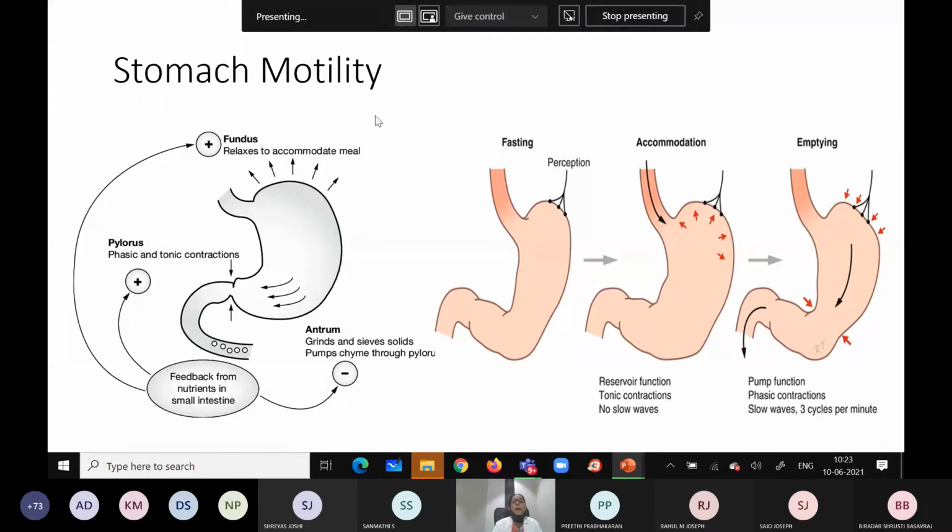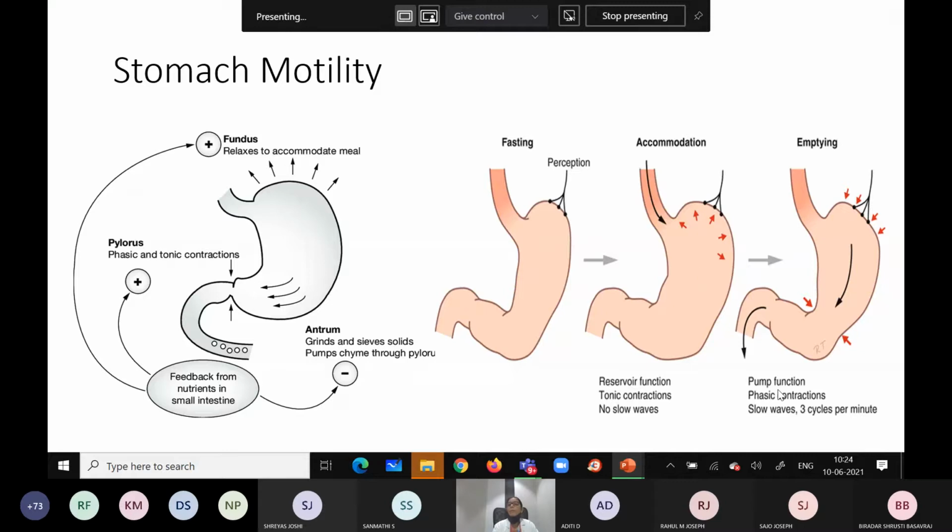Here is a diagram to help you understand stomach motility. Here the receptive relaxation occurs, and then accommodation of food occurs. Our stomach also acts as a reservoir of food. Whatever we have eaten will not go immediately into the duodenum; it remains in our stomach for 2.5 to 3 hours. So our stomach acts as a reservoir, with tonic contraction and no slow waves. During accommodation or receptive relaxation, there will not be any slow waves. Here the tonic contraction occurs.